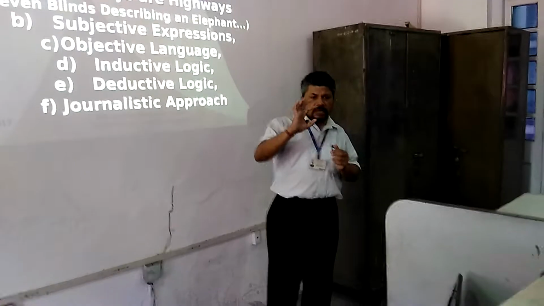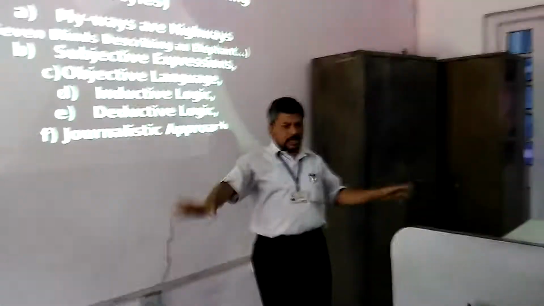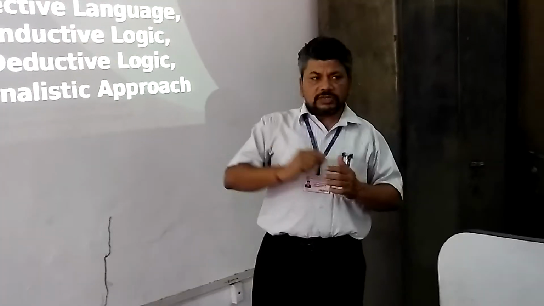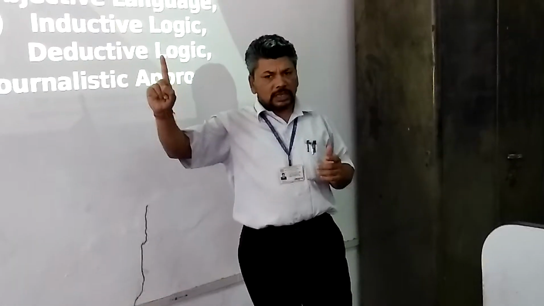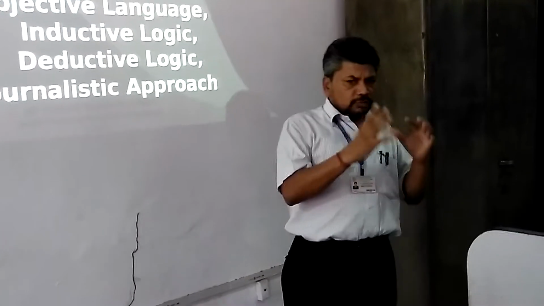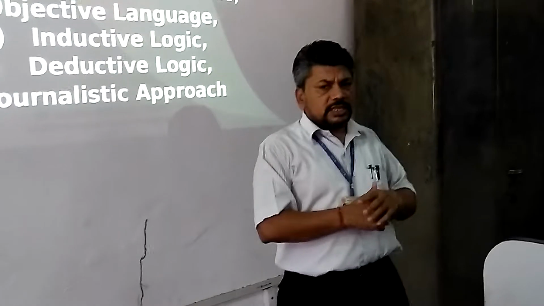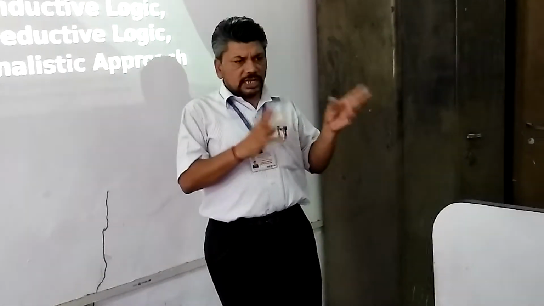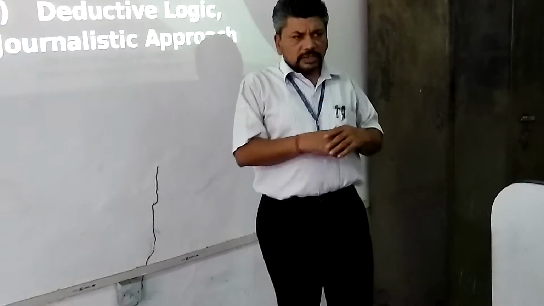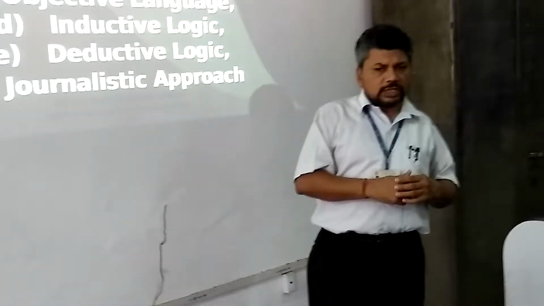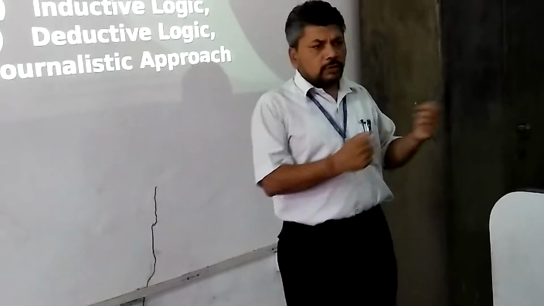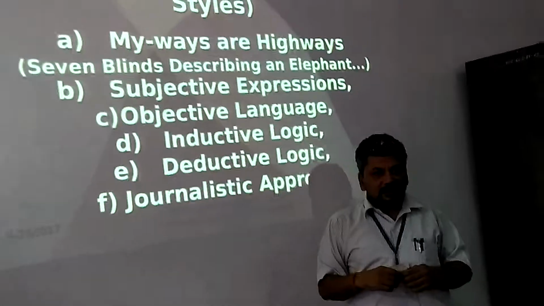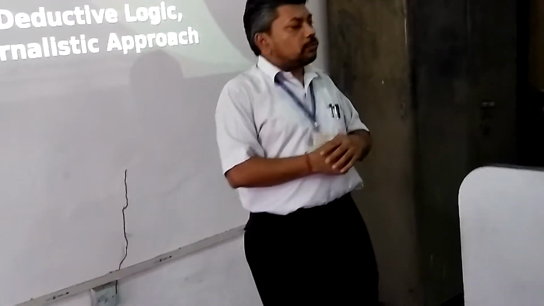The first man goes and runs his hand over the elephant's back and says, elephant is like a wall. So the first report came that elephant is like a wall. The second reporter, who is blind, goes and touches its leg and comes back and says that elephant is like a pillar. The third reporter touches its trunk and says elephant is like a python. The next blind person touches its tail and says elephant is like a broom. Someone touches its ear and says the elephant is like a fan. My ways are highways, and they started fighting over who is the true reporter.